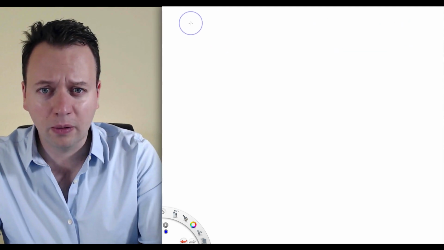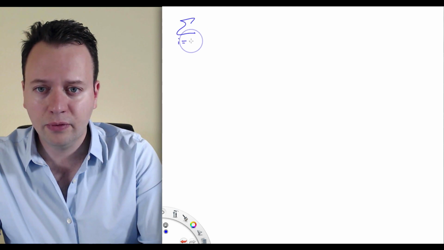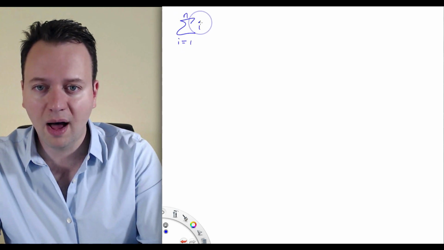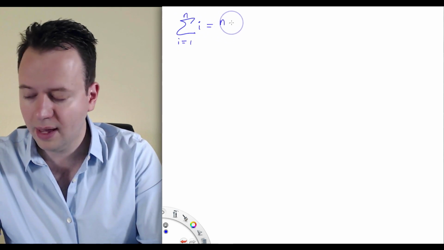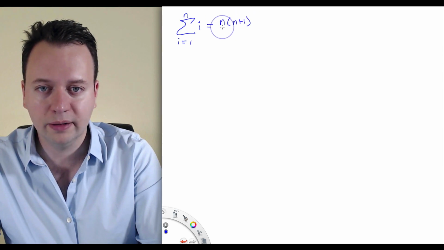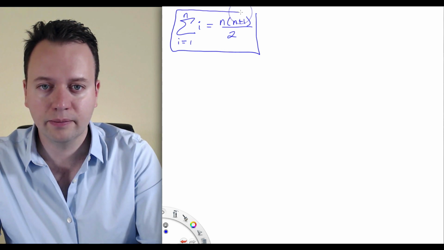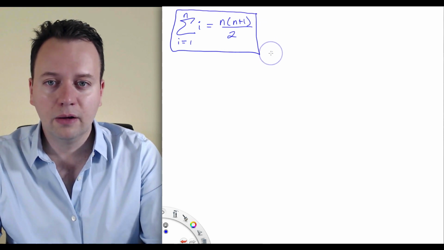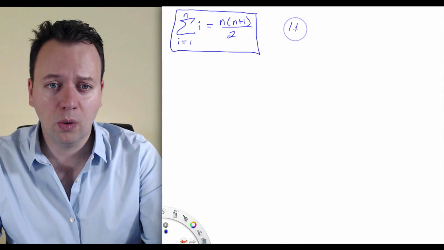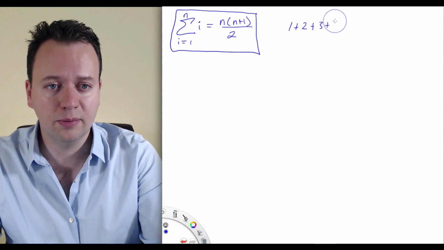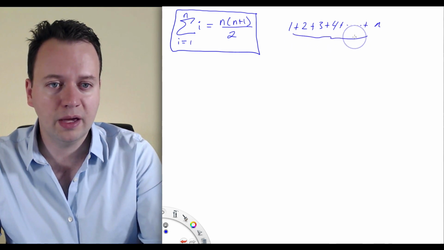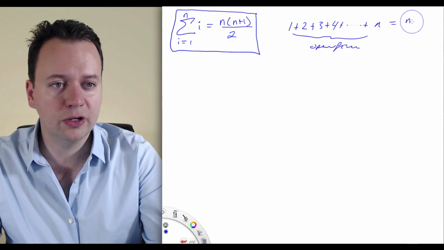The next example is the sum i equals 1 to n of i is equal to n times n plus 1 over 2. So there's our theorem that we would like to prove. The left-hand side, recall, is 1 plus 2 plus 3 plus 4 plus ... plus n. So this would be the open form. And then the closed form is just n times n plus 1 over 2.